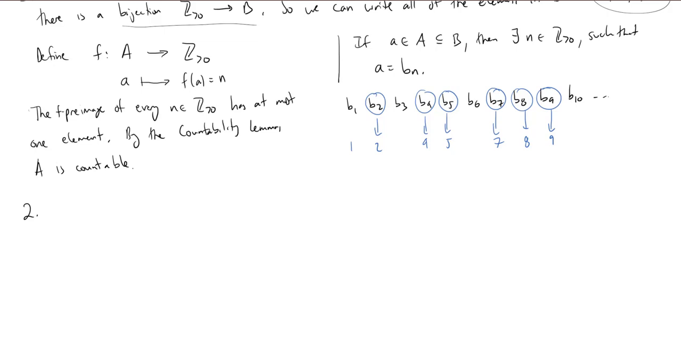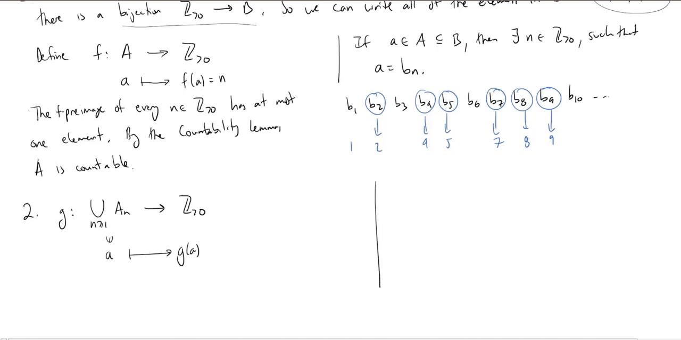I need to define some function from the union to the positive integers. So if I take some element in the union, I need to map it somewhere. That'll be our g of a. And the question is, where do I map it to? Well, here's what I can do.